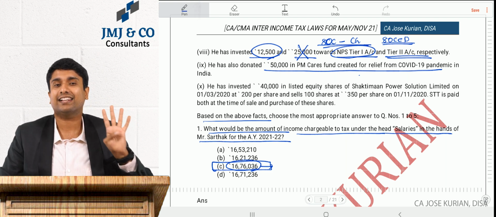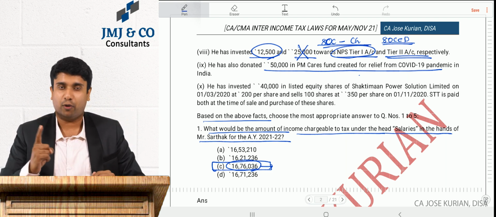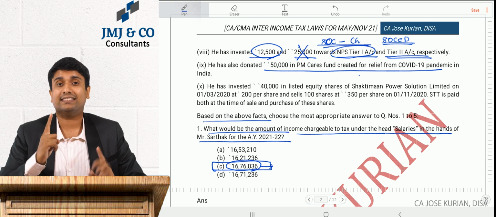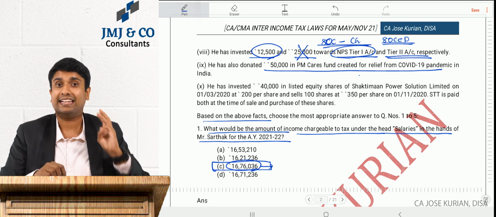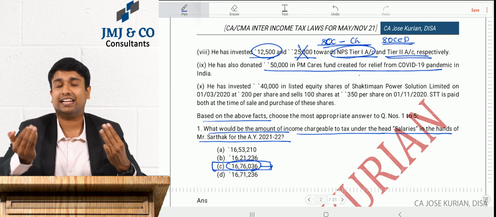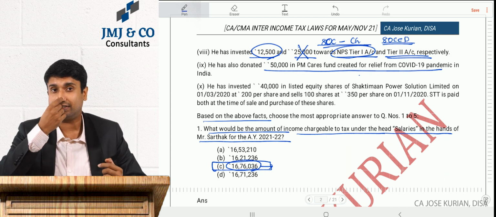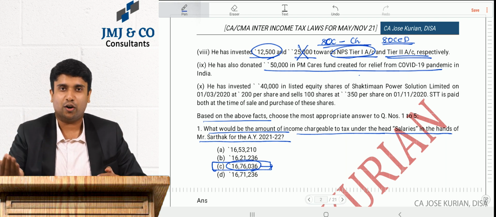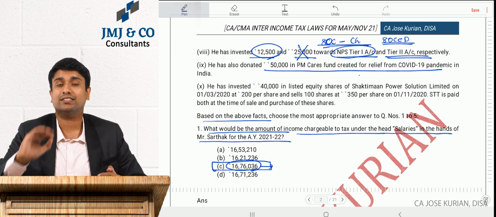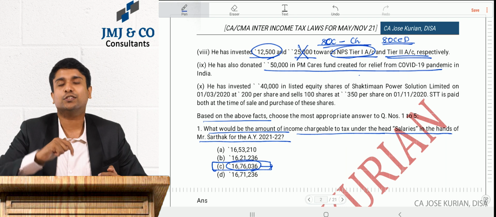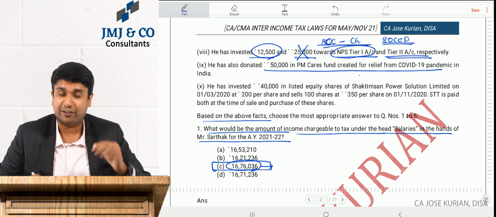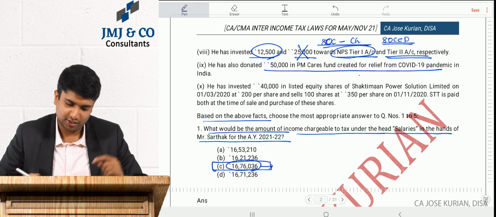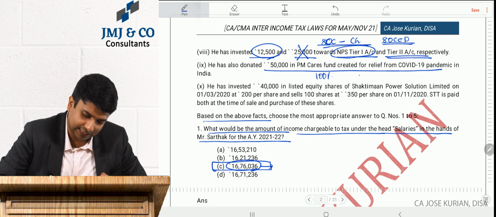There are 4 categories of donations under 80G. Category 1, that is 100% deduction without ceiling limit. Category 2, 50% deduction without ceiling limit. Category 3, 100% deduction subjected to ceiling limit, that is 10% of your adjusted total income. Or category 4, that is 50% of your contribution subjected to ceiling limit, that is 10% of your adjusted total income. So this PM Care Fund is a new addition to category 1. So the entire 100% is allowable as a deduction under 80G.